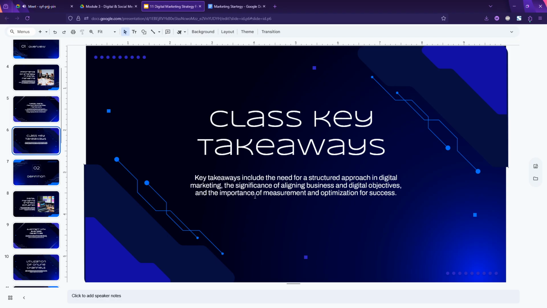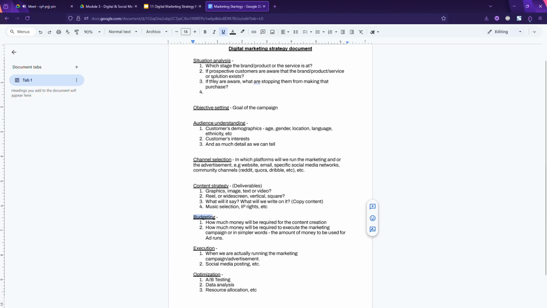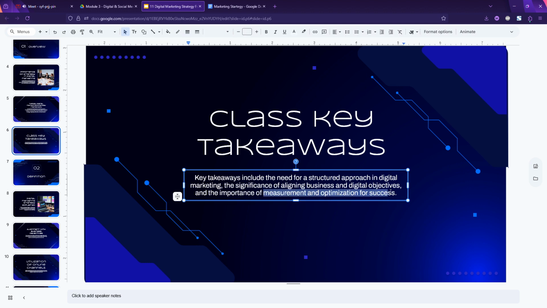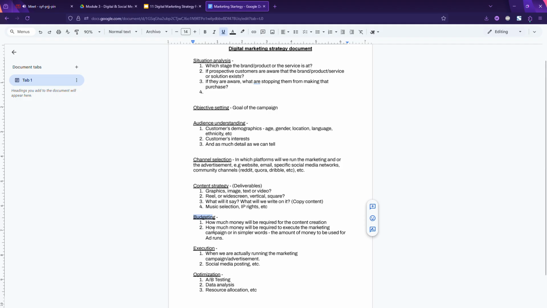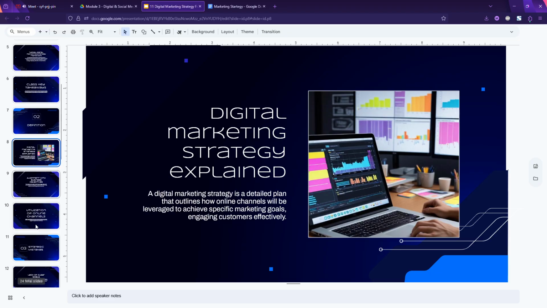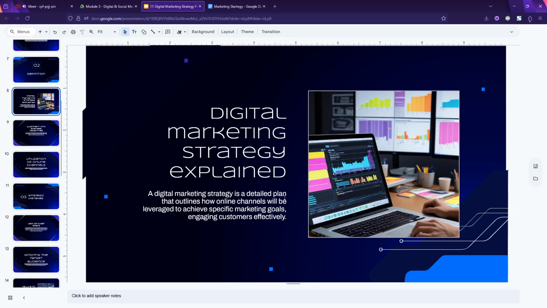So the key takeaways in this class are the need for a structured approach in digital marketing, the significance of aligning business and digital objectives, and the importance of measurement and optimization for success. This is the data analysis part. So all of these steps, right? A digital marketing strategy is a detailed plan that outlines how online channels will be leveraged to achieve specific marketing goals, engaging customers effectively.